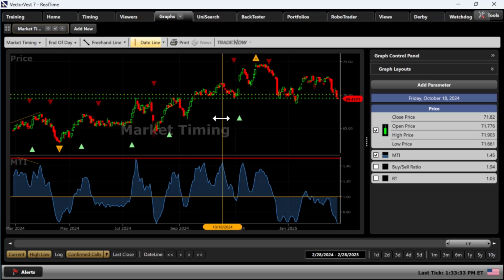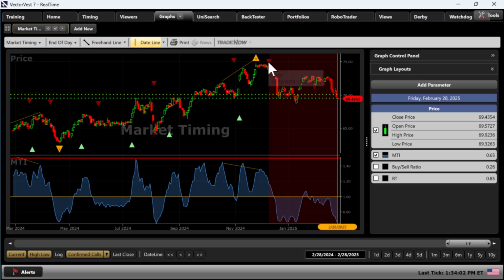Now, one thing I do find very interesting here, if we take a look, we use the freehand line, the MTI actually failed to make a new high, while during that same time period, the VectorVest composite kept rising, right? And again, the bearish divergence coming to fruition. Here's the confirmed call. The confirmed call signal has been down since December 10th, right?